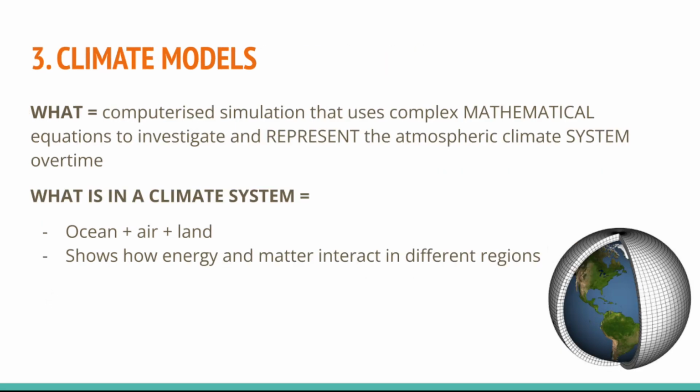On to our next heading, climate models. So what are climate models? Climate models are computerized simulations that use complex mathematical equations to investigate and represent the atmospheric climate system over time. But what is even in a climate system? You have the ocean, air, and land, and it shows how energy and matter interact in different regions. In the image below, you see a climate model.